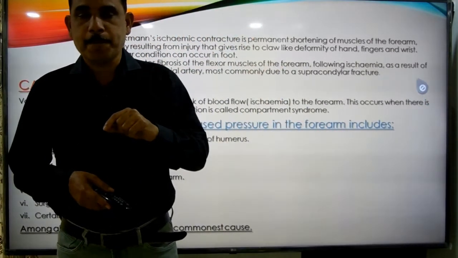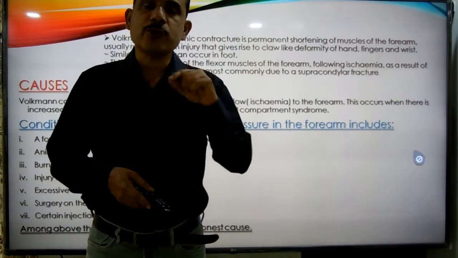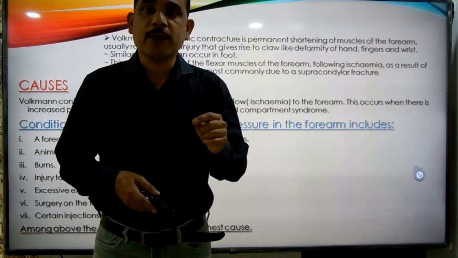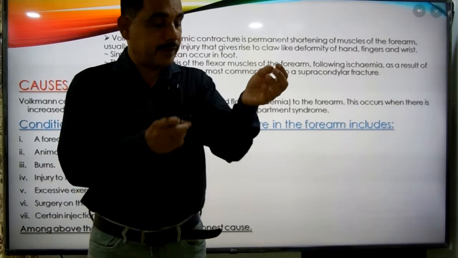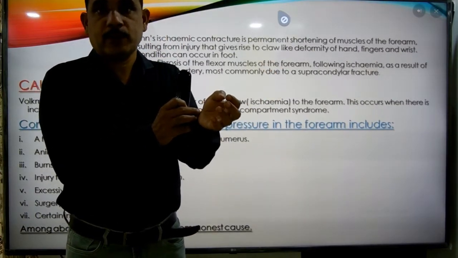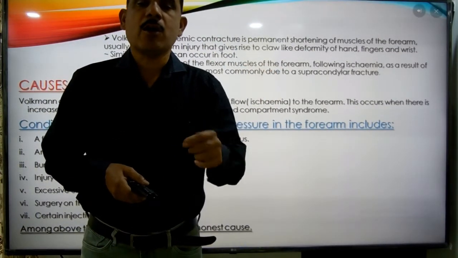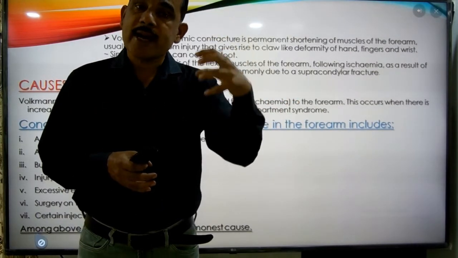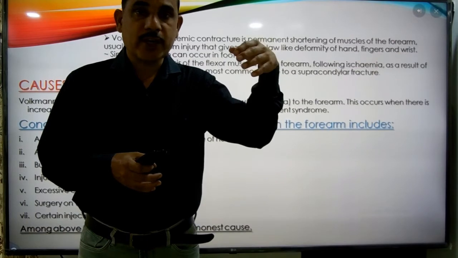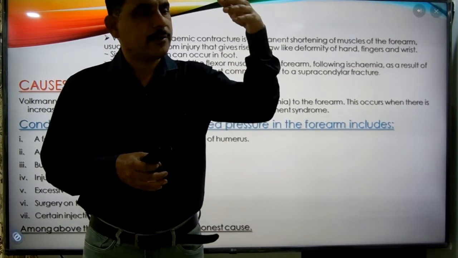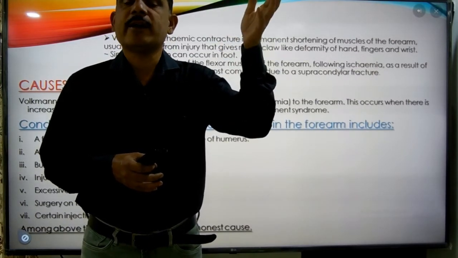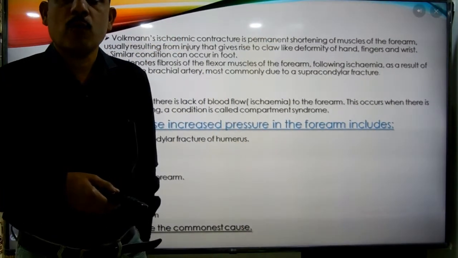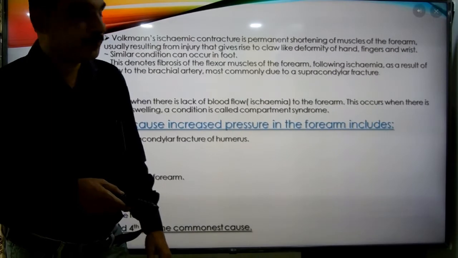After the injury, fibrosis of the flexor muscles occurs, and that portion of muscles where the fibrosis or damage occurs doesn't get relaxed, they remain contracted, isn't it? And they will not allow the movements of the wrist, and that is due to claw hand, which is called a Volkmann's ischemic contraction.